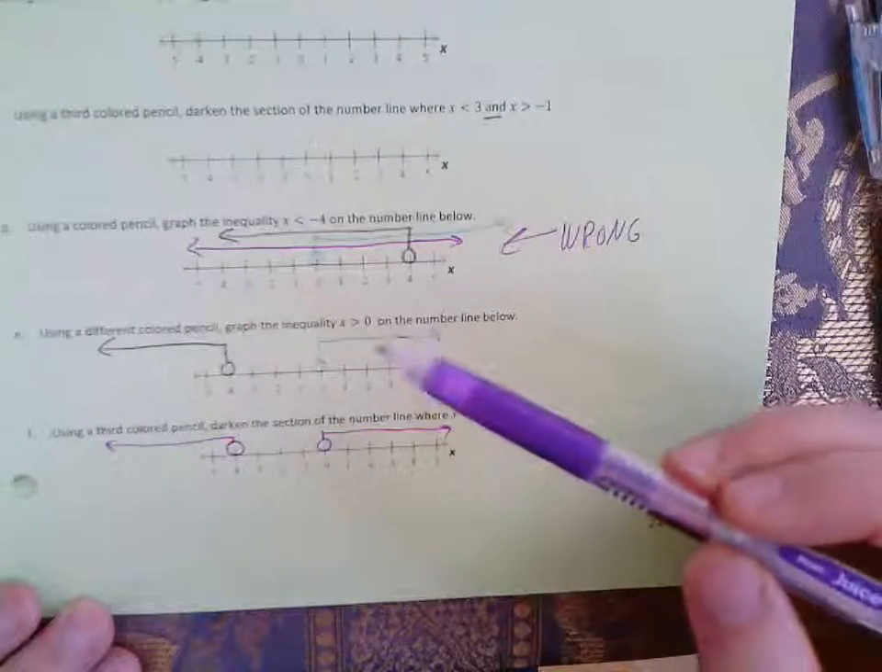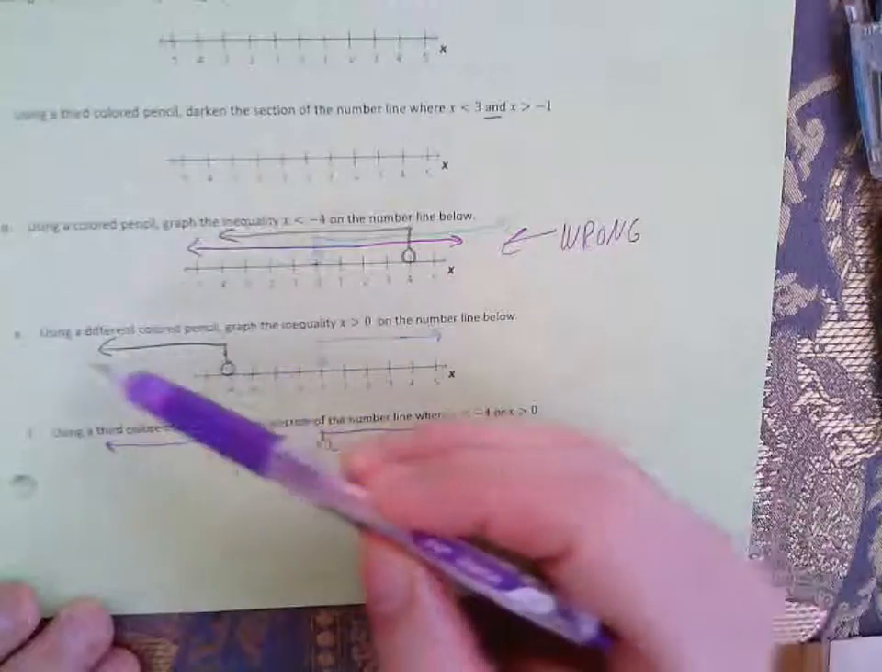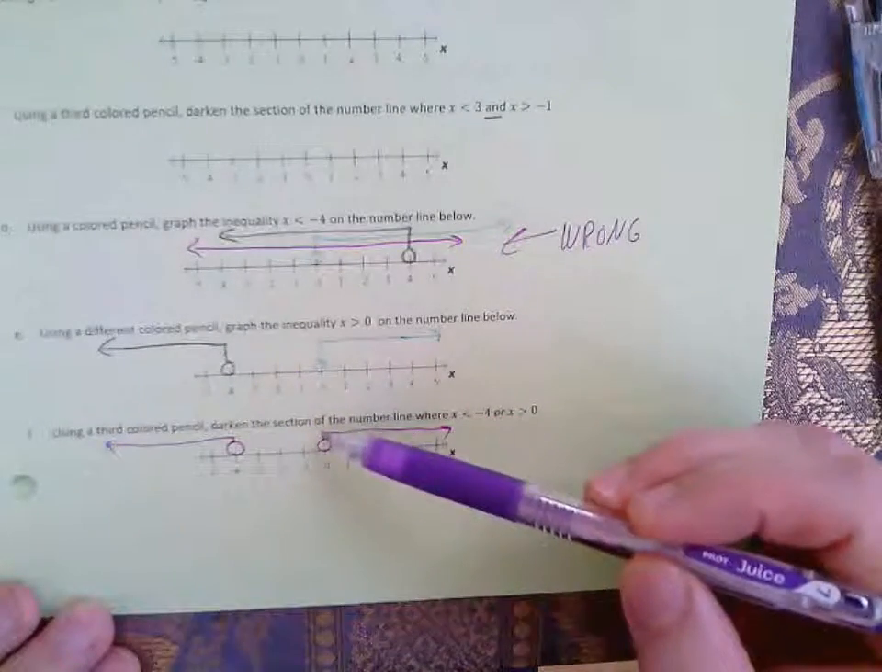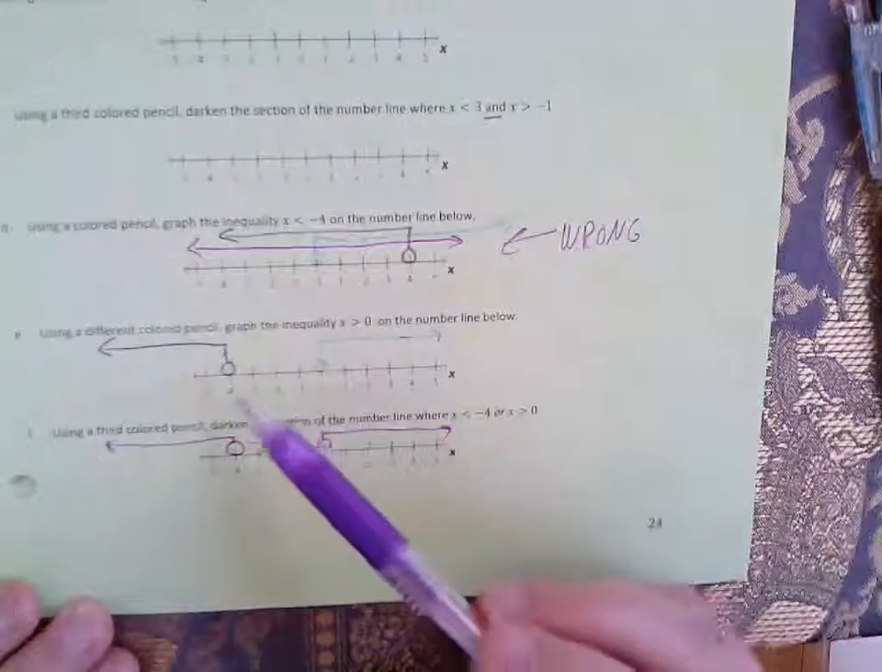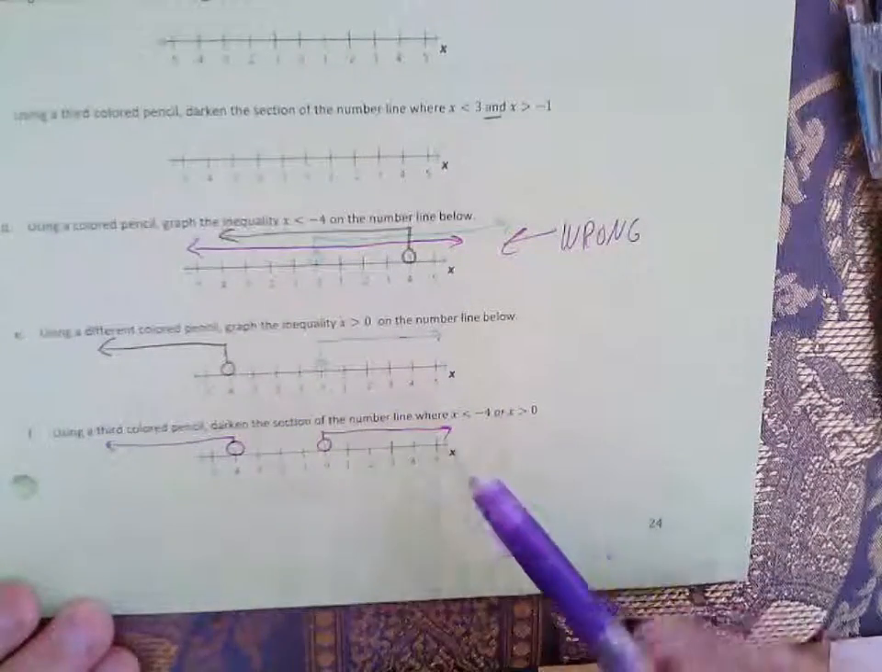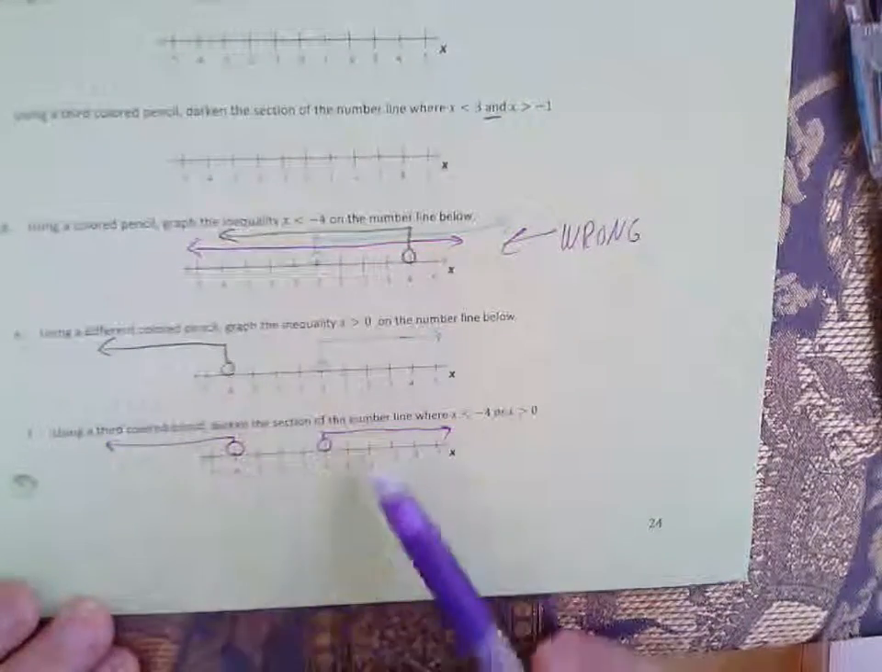And now I'm going to graph all of the points that are either less than -4, which is everything to the left, or x is greater than 0, which is everything to the right. So basically, because I'm graphing an or statement, only one of these has to be true. So either this one's true or this one's true, which means that everything where those two are combined are true.